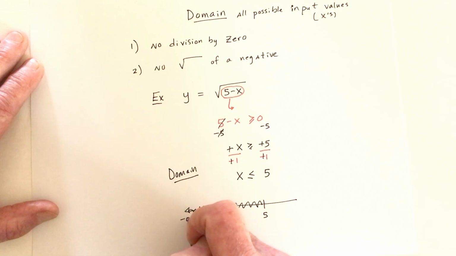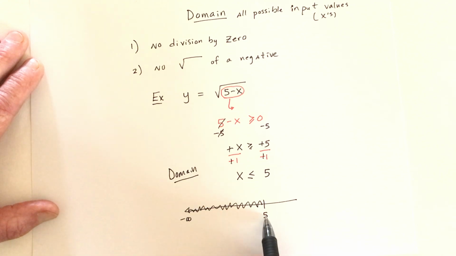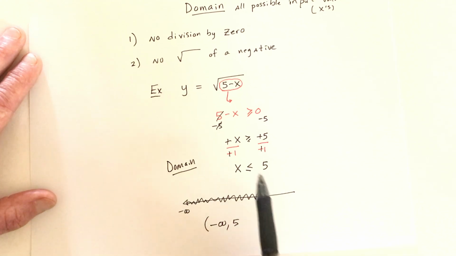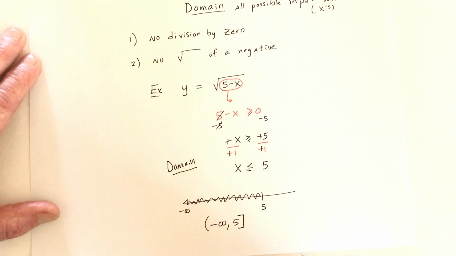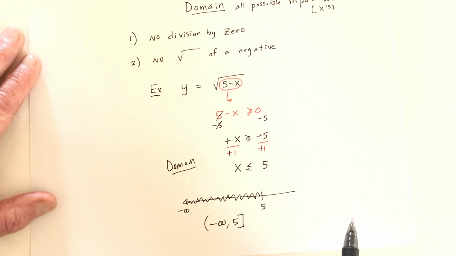So way over here is negative infinity. Up until 5, all of these numbers are fine. So from negative infinity to 5 is fine. And because this has an equals, that means that the 5 is acceptable. So that means you put a square bracket, and that's the domain.